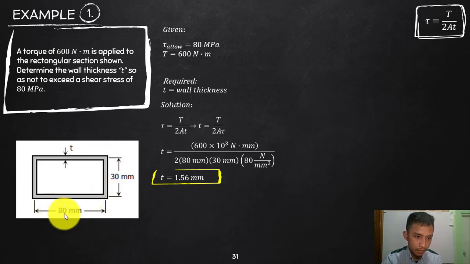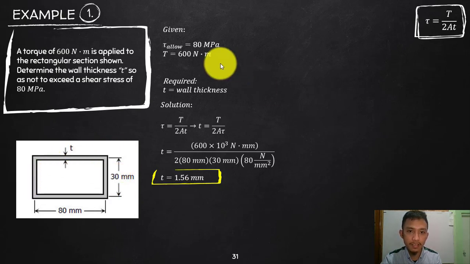So same thing here with the 80. You can say that these are the center line, or the middle, of the wall dimensions. So we do not need to worry about that later on when solving for the area enclosed, since the area enclosed should be the one enclosed by the center line. So again, the thickness is the unknown, for that to handle the 600 Newton meter and not to exceed the 80 megapascal.